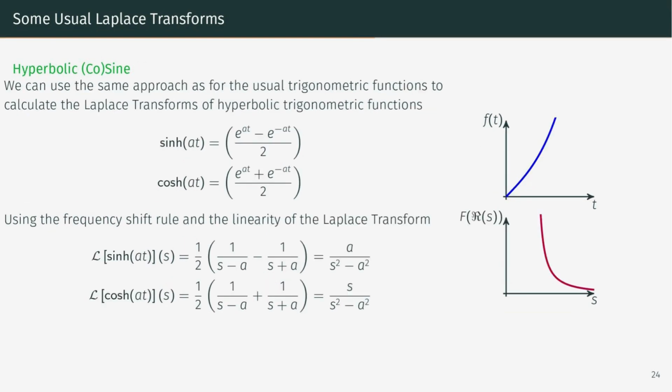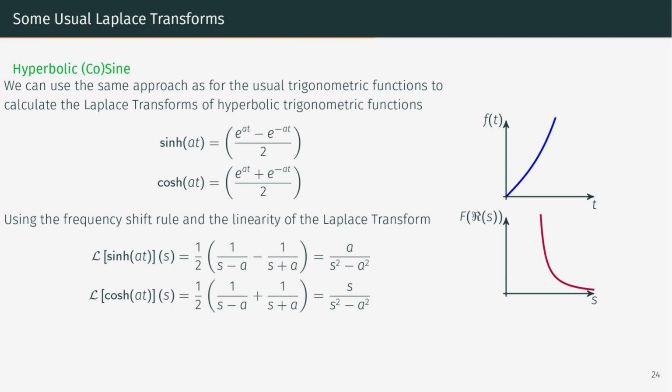We can use the same approach that we used for the usual trigonometric functions to calculate the Laplace transforms of the hyperbolic trigonometric functions. The hyperbolic sine of at is defined as e to the at minus e to the negative at all divided by 2. And the hyperbolic cosine of at is defined by e to the at plus e to the negative at all divided by 2.